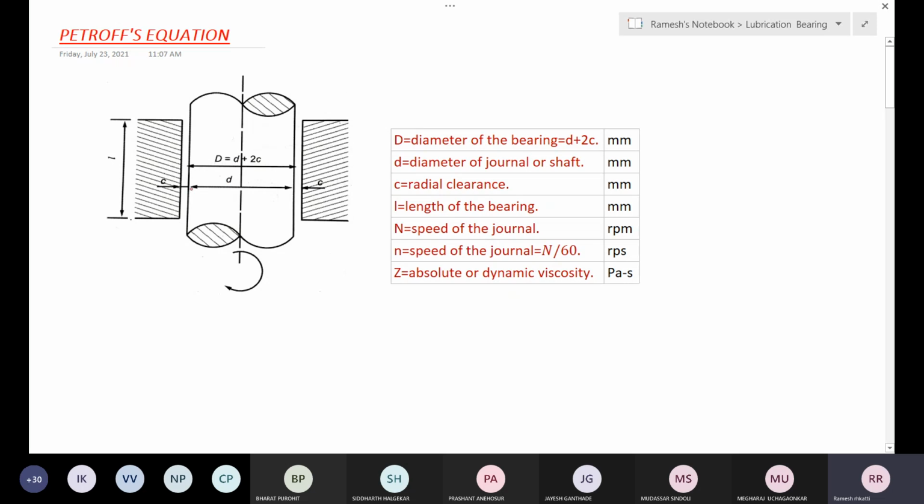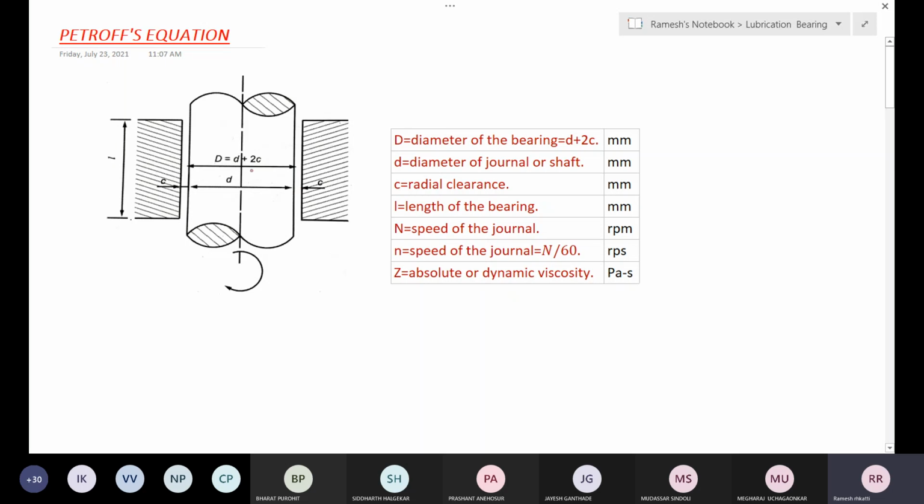It is from here to here, and small d is nothing but the diameter of the journal, or you can call it the diameter of the shaft. And here you can see that c is nothing but the radial clearance.